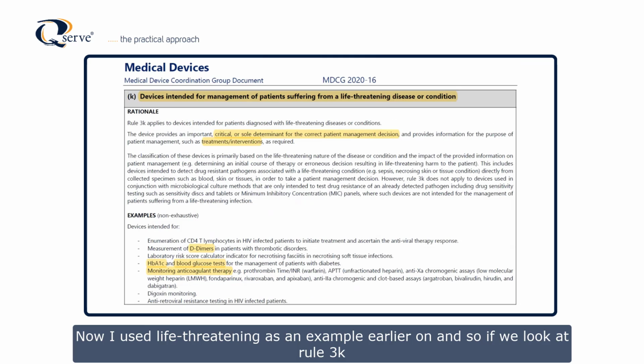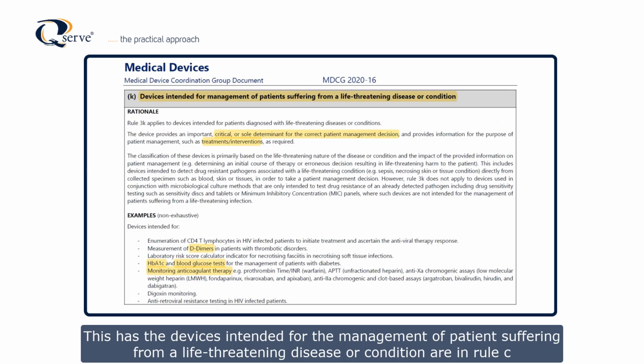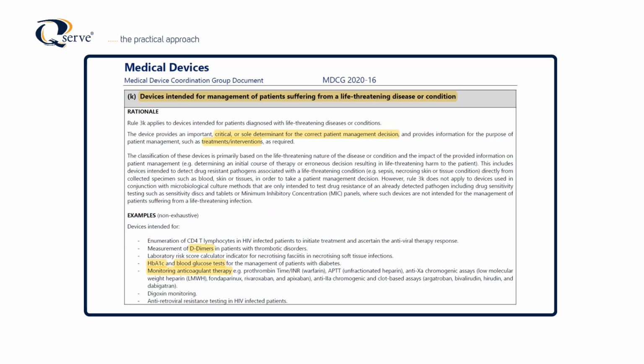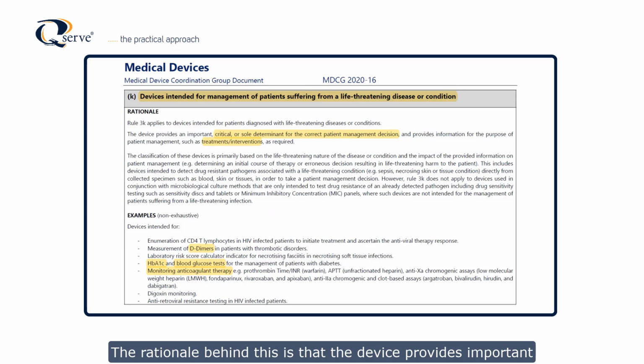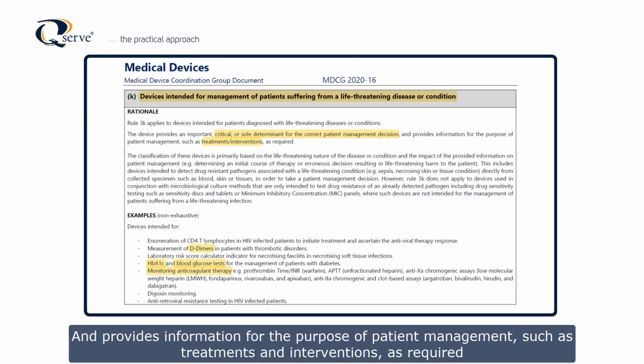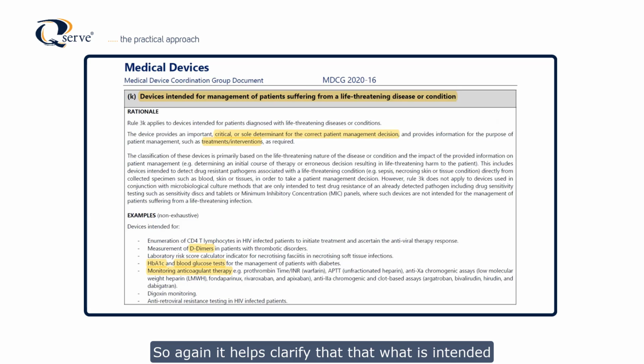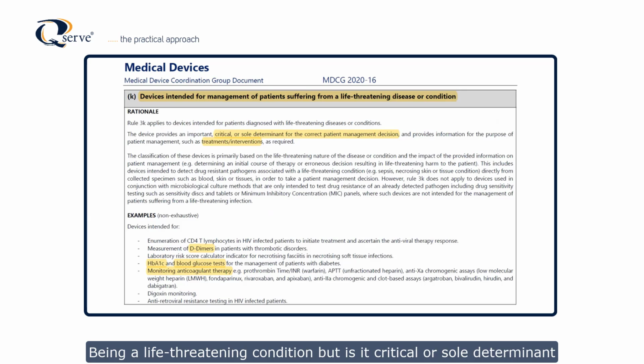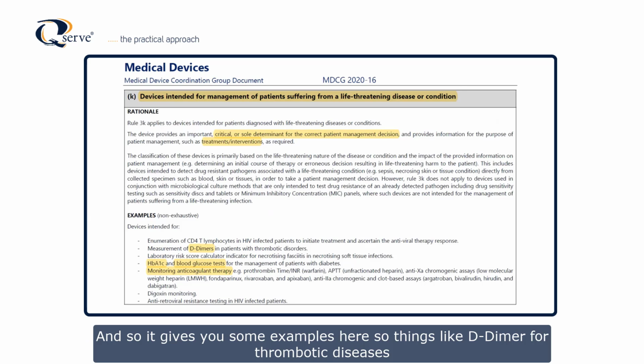Now, I used life-threatening as an example earlier on, and so if we look at Rule 3K, this says that devices intended for the management of patients suffering from a life-threatening disease or condition are in Class C. So the rationale behind this is that the device provides important, critical or sole determinant of the correct patient management decision, and provides information for the purpose of patient management, such as treatments and interventions as required. So again, it helps clarify that that's what's intended. You could say that a lot of things ultimately could lead to being a life-threatening condition, but is it the critical or sole determinant? And so it gives you some examples here.